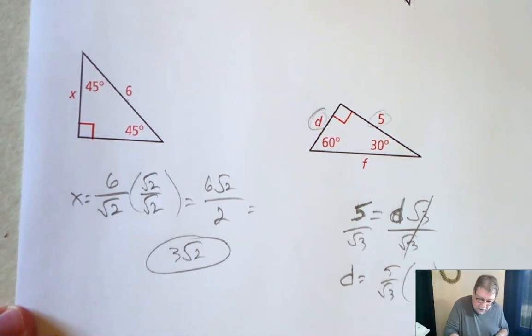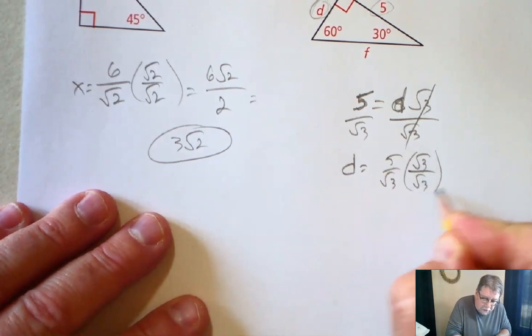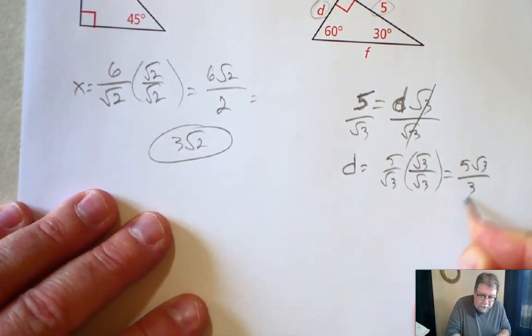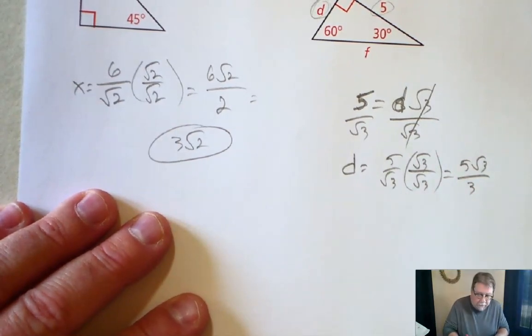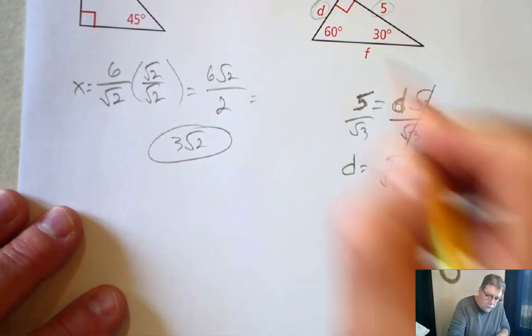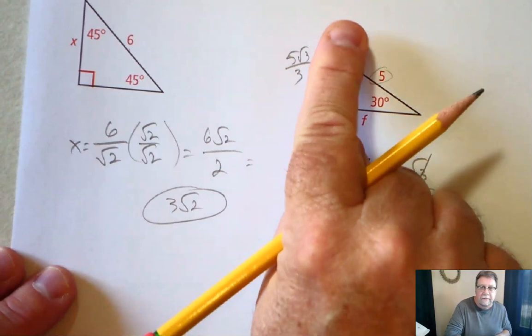Again, we have to rationalize. So we come up here, and we do radical 3 over radical 3, and we get 5 radical 3 over 3. That's radical 9, which becomes 3. So that's the length of D. So that's 5 radical 3 over 3. So there's the length of D.